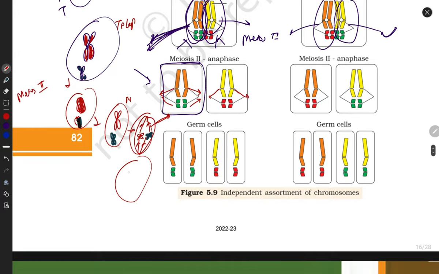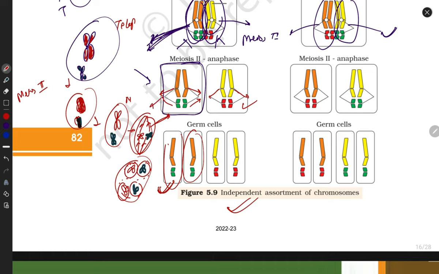Now what happened with this cell? One thing is this. Now I think you understand better. Now I think you got my point. Clear? One is red, one is green. Now clear? Red, green. I think you are clear. Now this is the independent assortment of chromosomes. I think you are clear with them.